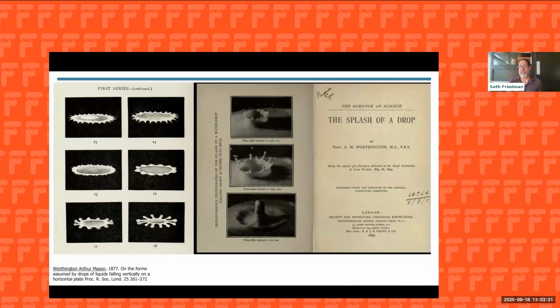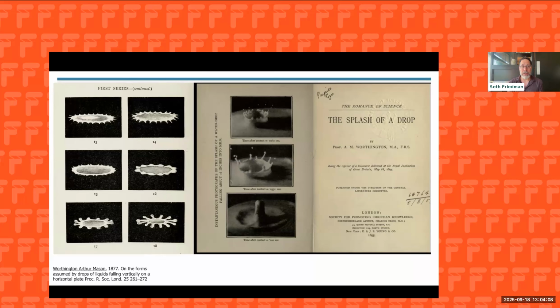And I really want to preface my talk with a science story that I absolutely love. This is of Arthur Worthington. Maybe some of you have heard of him. He was a scientist who studied splashes, like when you drop a splash on a horizontal plate. In the late 1800s, he was doing this by trying to visually observe them and draw the splashes. On the left here, you see a publication in 1877 on the forms assumed by drops of liquids falling on a horizontal plate. At that point, he believed that everything he was seeing was symmetrical.